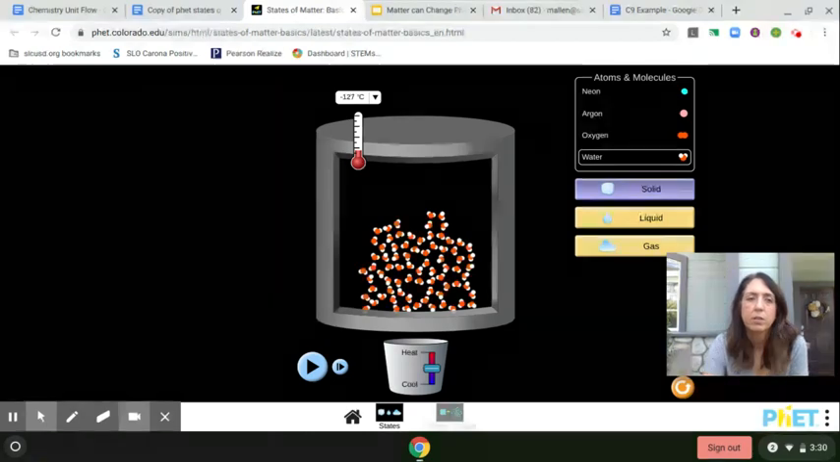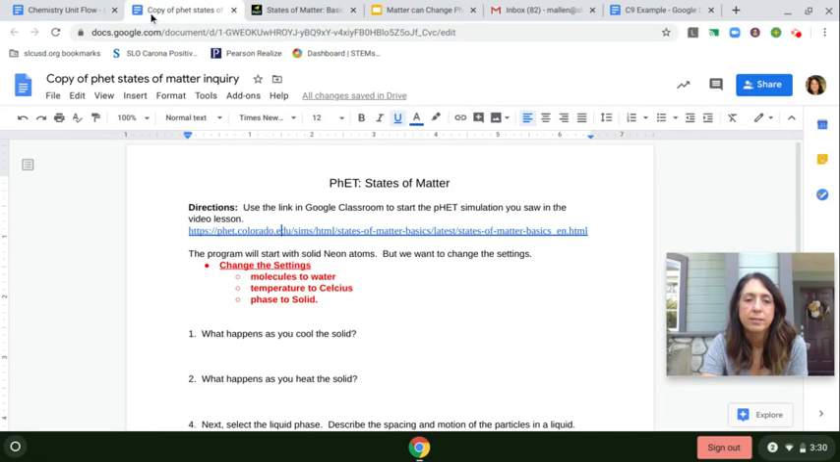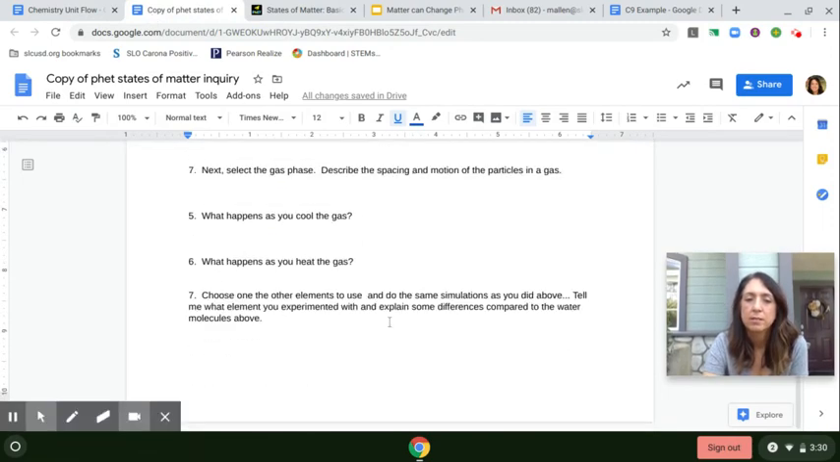Okay, then you're going to go to this worksheet, and it looks like this. It's going to tell you how to change the settings, ask you some questions, and ask you to play around with another molecule besides water to see that you understand what's happening.